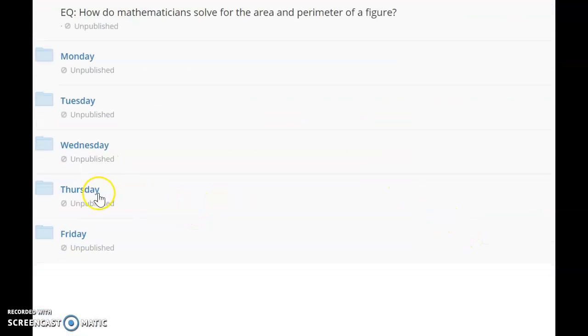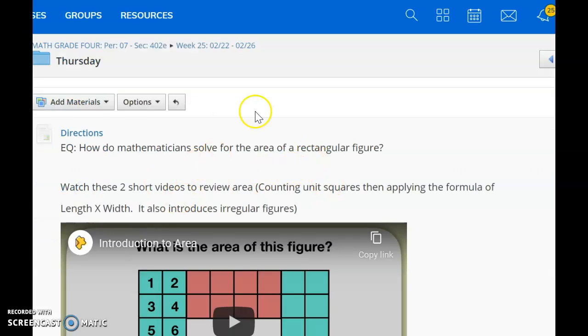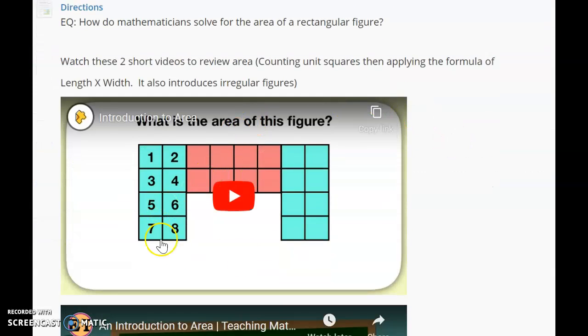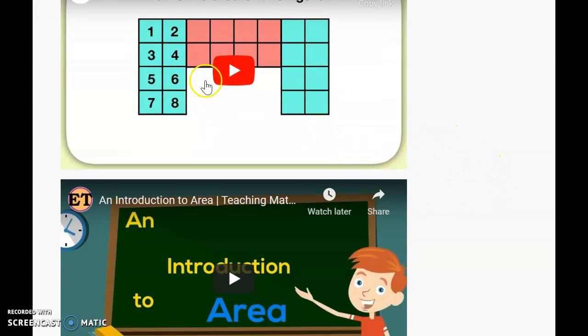On Thursday, you're going to jump in and you are going to learn more about area. So there's a couple videos here that I'd like for you guys to watch. This one explains area and how mathematicians solve for area. It even introduces irregular figures. You can see the square units here being counted. That may look familiar from 3rd grade.